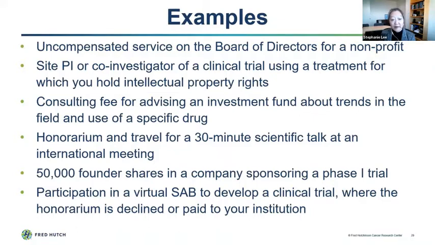What about an honorarium and travel for a 30-minute scientific talk at an international meeting? Well, that is an honorarium and travel, so you do have to get prior approval for it. It's something that your institution wants you to do, right? Giving an international talk is obviously a great thing. I'm sure it would be approved, but you also have to pay attention because it's an international meeting. And so that foreign entity piece of the conflict of interest also comes in. So they'll want to know what country it's to and who's involved in paying for it, and things like that. And so that would require prior approval.